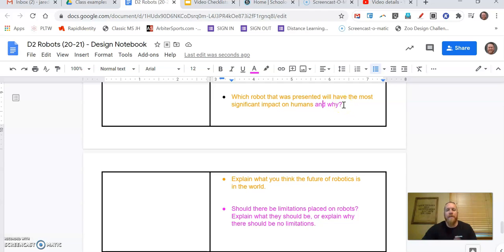Why do you think the robot that one of your classmates presented, or it could be yours, is going to have the most significant impact? Then we get down to the next question, which also is a should do question. So you should answer this one. Explain what you think the future of robotics is in the world. So you've had all of these examples given to you of different robots.